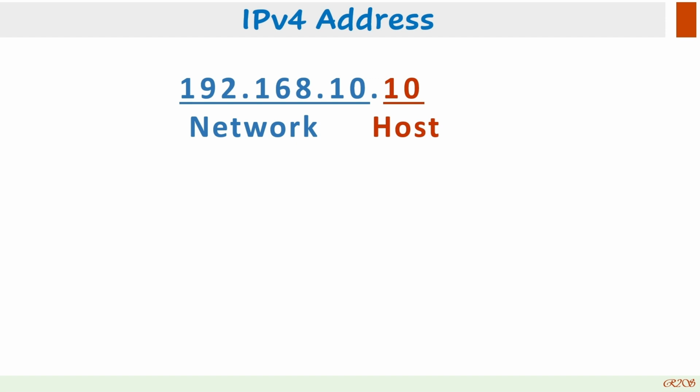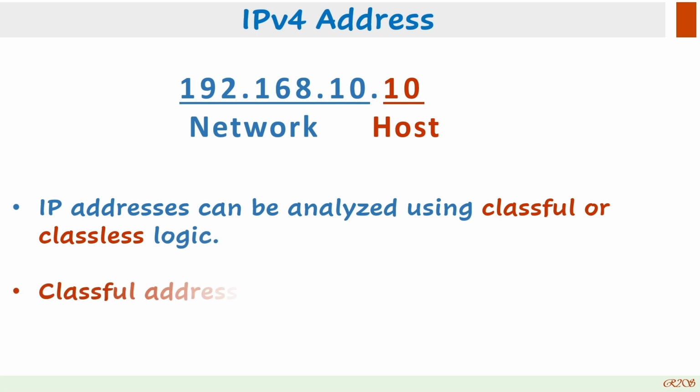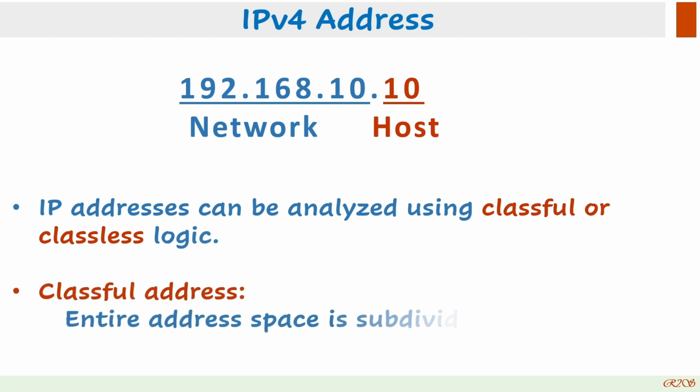To analyze an IP address and know all of this, we have two different approaches. One is called classful and the other is called classless. So there are two different approaches to analyze IP addresses: the classful IP address and the classless IP address. We will start first with classful and then finish with classless. In this video I will go through the details of both.